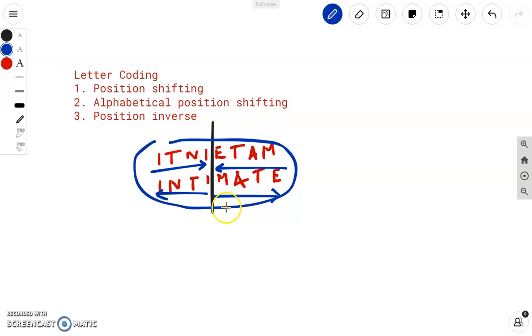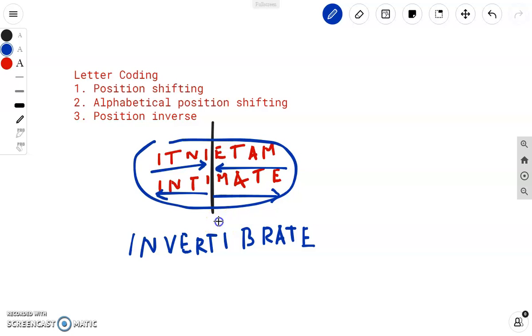Now they have asked you what is the code for invertebrate. You can see INVERTEBRATE. Now you can see how many letters are there in invertebrate: 1, 2, 3, 4, 5, 6, 7, 8, 9, 10, 11, 12.